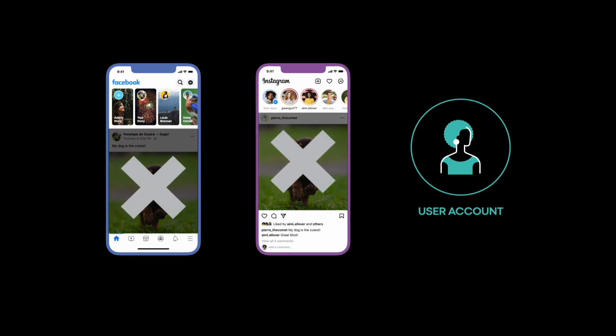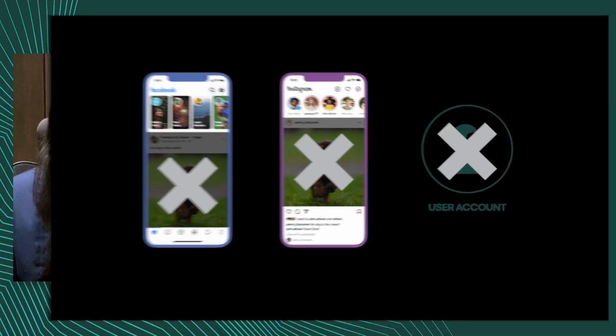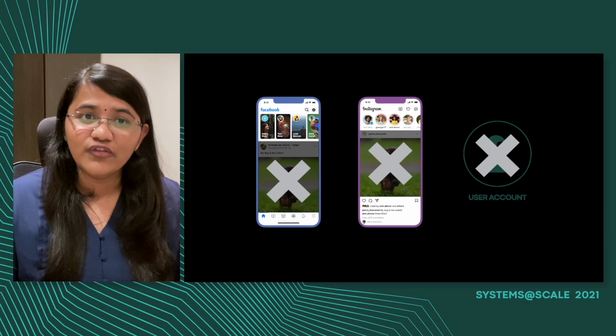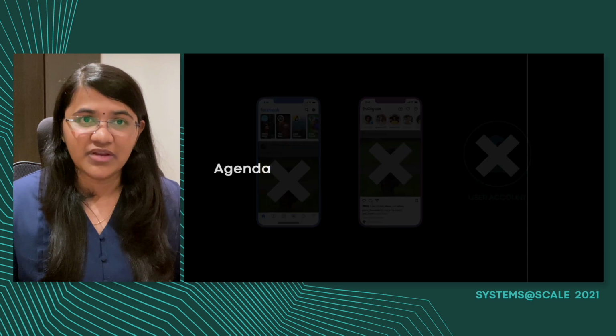Another deletion use case is user account deletions. This is when the user wants to delete his entire account. Now we have a good understanding of a few deletion examples. Let's move on to the agenda of the presentation.